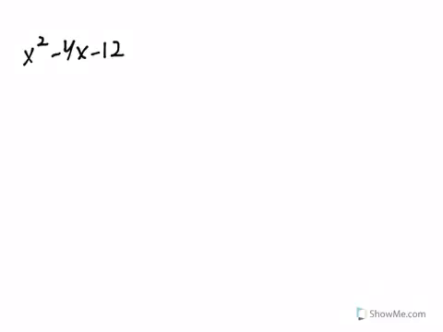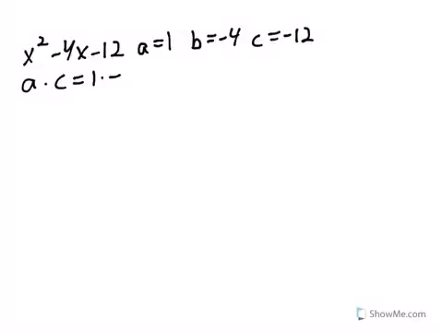So with this, first we have to list A, B, and C. A is the coefficient in front of the x squared. In this case it's 1. B is the coefficient in front of the x term, and C is the constant. Now you have to include the negatives or the positives. So step 2 is to take A times C. So 1 times negative 12 will get us to negative 12.